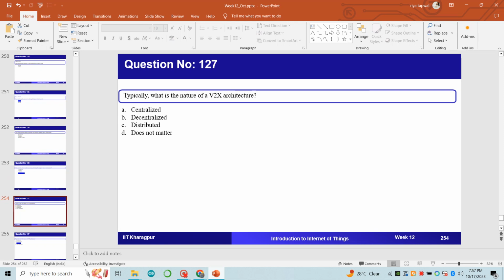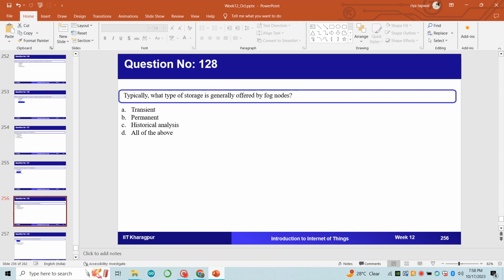Next question is, typically what is the nature of V2X architecture? Options are centralized, decentralized, distributed, does not matter. Anyone? Correct option for this is distributed.